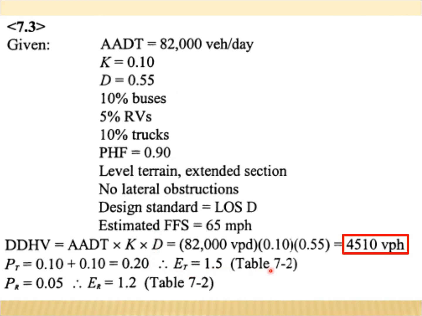So by consulting table 7-2, considering the level terrain, E sub T is coming 1.5. And if you just look at the proportion of recreational vehicles, that is just 5%, so it will be written as 0.05. So E sub R, that is the passenger car equivalent for each recreational vehicle, that is 1.2 from table 7-2.